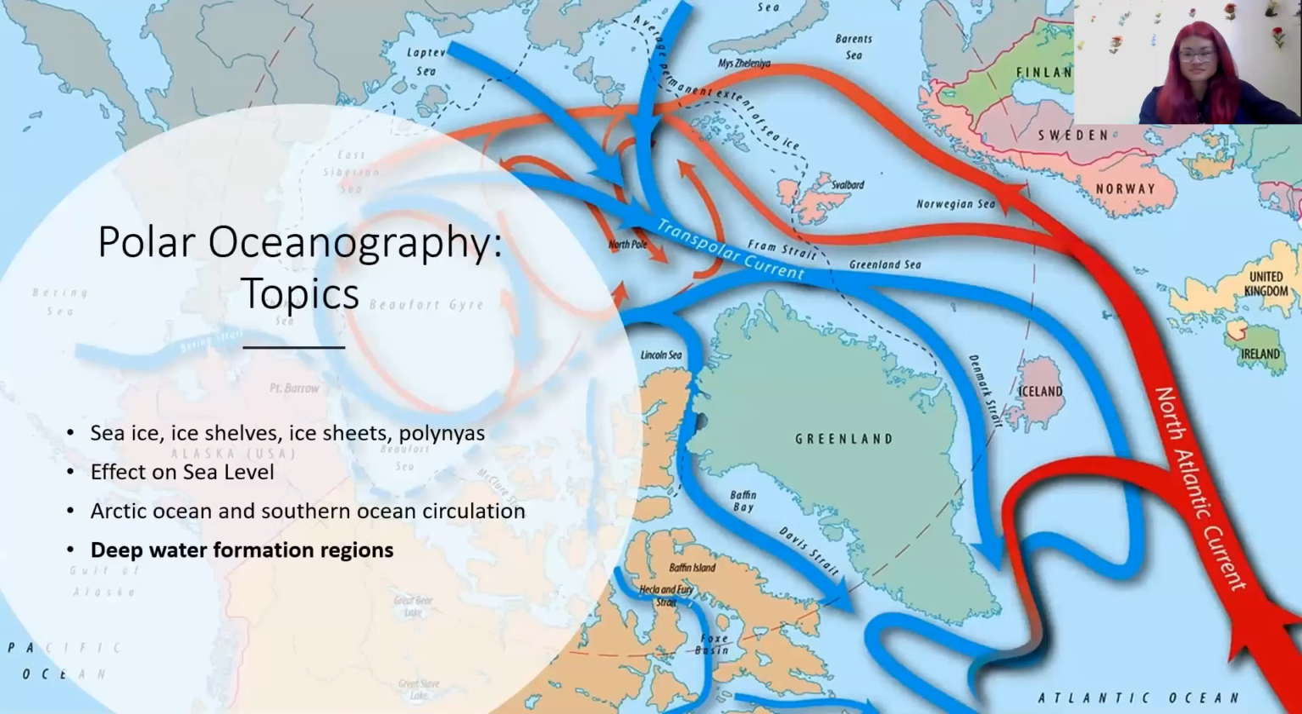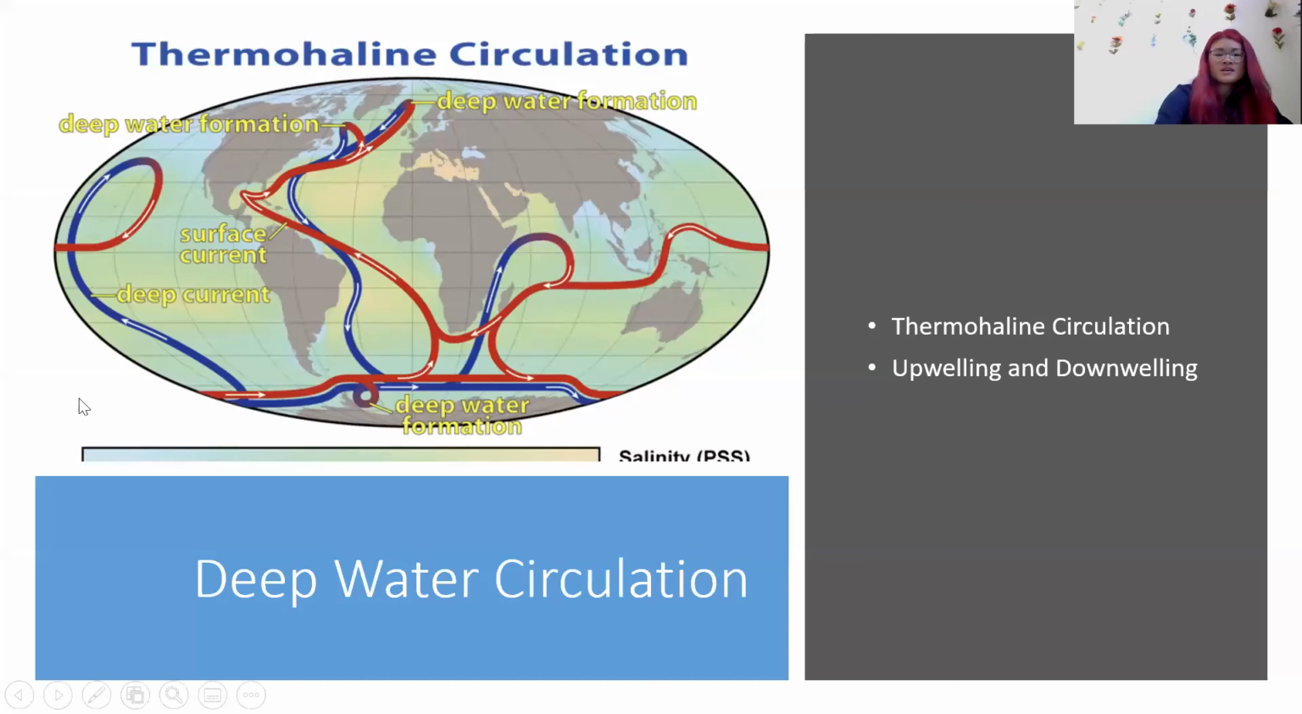So now we're talking about deep water and their formation regions. As you can see in this figure above, there are a couple areas of deep water formation, and they are all in the polar regions. So up here and down here, they are big contributors to thermohaline circulation. Let's break apart the word thermohaline: thermo is temperature, and haline is salt. So the currents are also driven by changes in density.